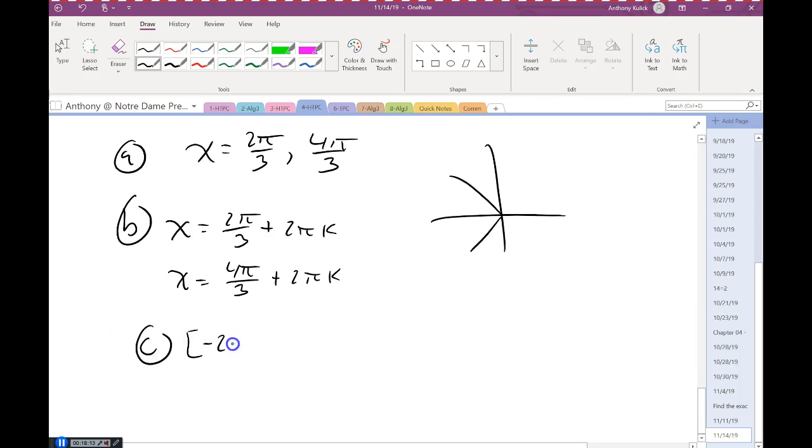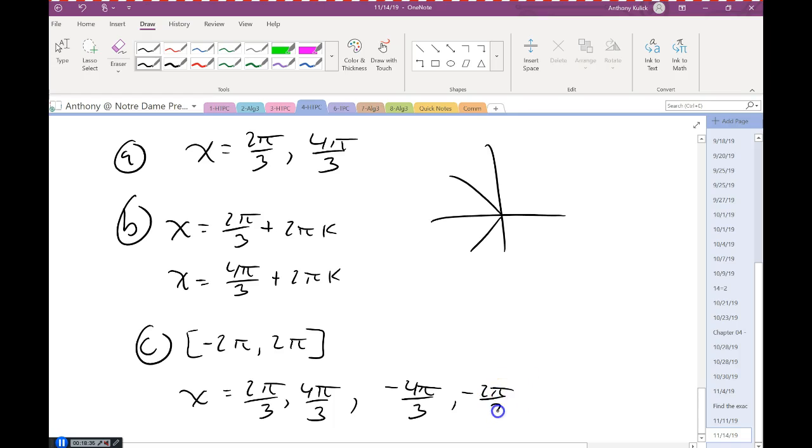C is from negative 2 pi to positive 2 pi. So my answers for part A should still be here. But I also need the stuff between negative 2 pi and 0. I can get that just by subtracting 2 pi from each of these. So that would be negative 4 pi over 3 and then negative 2 pi over 3.